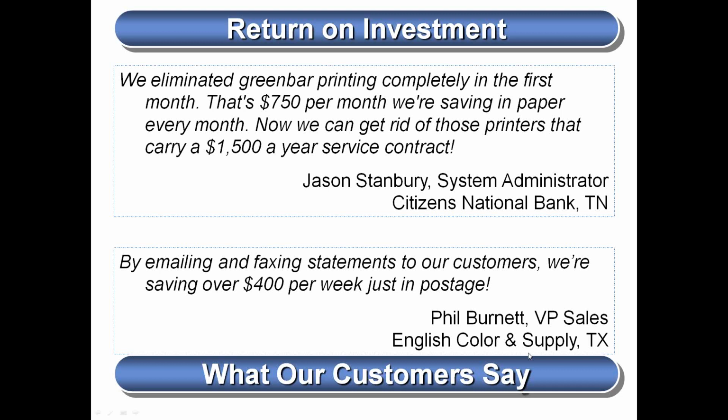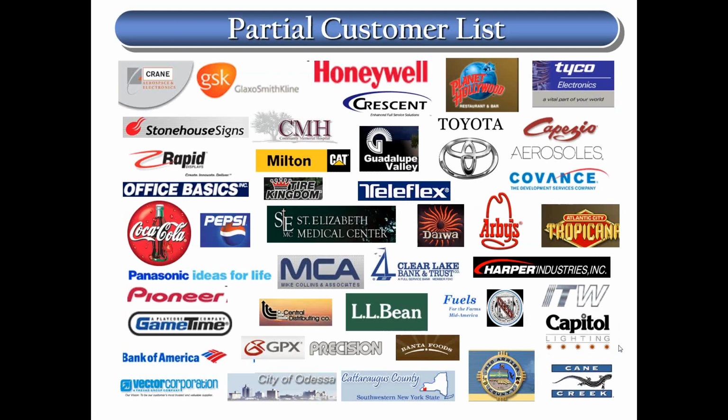English Color and Supply, a small paint company out in the Texas area, they're emailing and faxing their statements, just like I showed you in the example here, and they're saving over $400 per week just in postage. That doesn't include paper. That doesn't include the time and man hours involved with the kind of distribution that's involved.